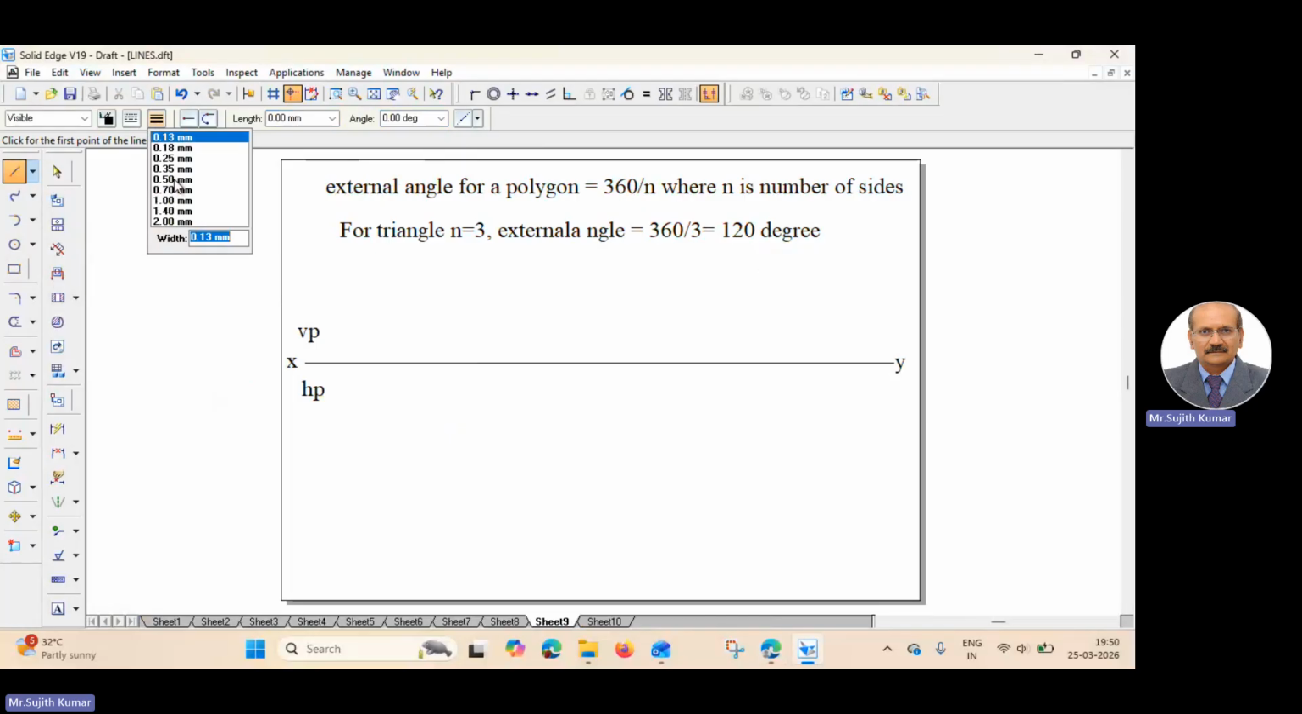Take the line command, 0.5 mm is the darkness of the line. Start with a horizontal line. Click a starting point of the line and leave the mouse there. It is asking you the length now. Type the length as 25 on the keyboard, enter. Then the angle: the first angle is 0 for any polygon. Next, 25 the length. The second angle is 120 degrees as per the calculation, and the length is again 25. The third angle is 120 into 2. So we got a triangle.